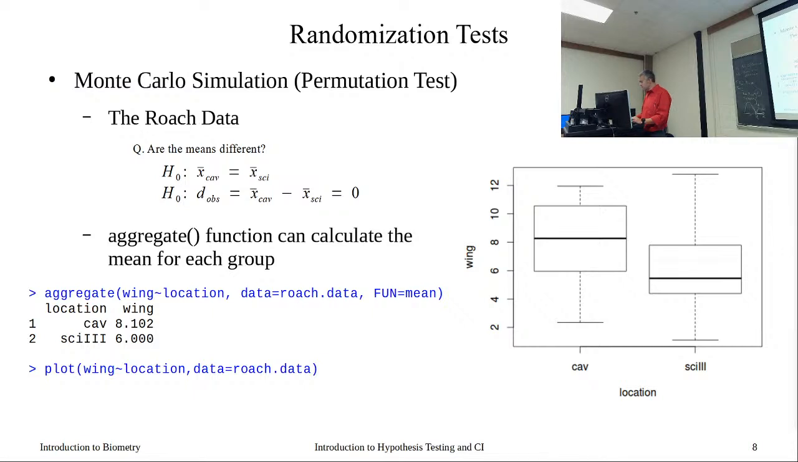Let me move this. Go File, New File, New Markdown document. Is this number 8? I think. 8. All right. Hypothesis, test, and CIs.